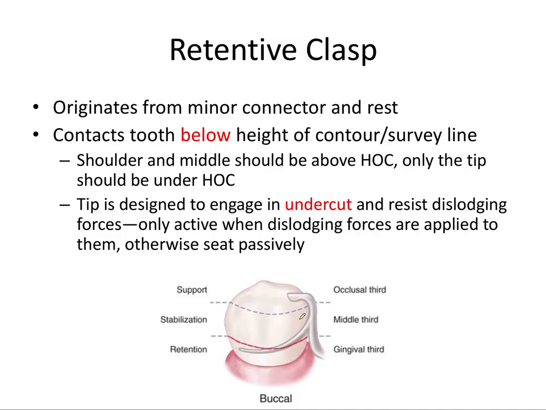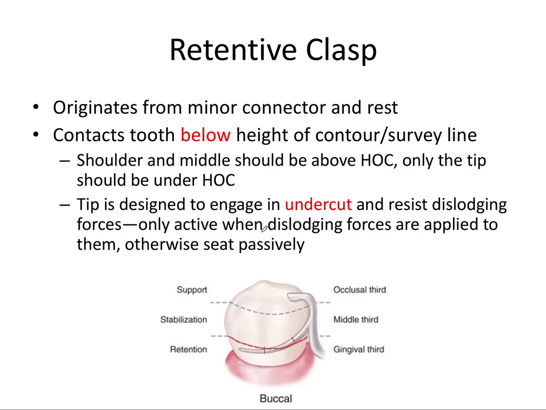So if you want this clasp to click into place, you want that tip to engage underneath the height of contour. Now the rest of this clasp, including the shoulder, which is the first third, and the middle third, if we divide the clasp up into thirds so you can get a better view of what I'm talking about, these two thirds should be above the height of contour, whereas the tip should be the only part engaging underneath it. And the tip is designed to engage in what's called an undercut and resist dislodging forces.